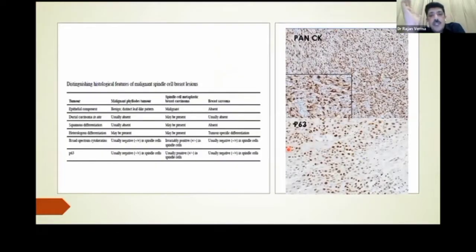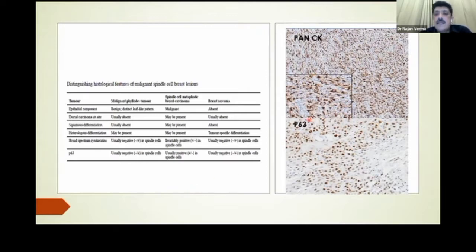So how do you differentiate between these malignant spindle cell breast lesions, which are malignant phyllodes tumors, spindle cell metaplastic breast carcinoma, or a breast sarcoma? If you tell me to distinguish between a spindle cell metaplastic breast carcinoma and malignant phyllodes, most of the times we do get these specimens with this kind of morphology.